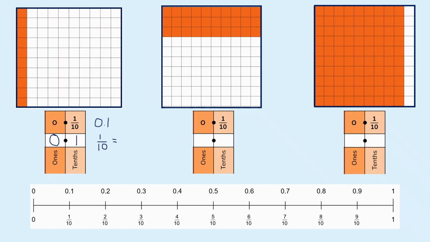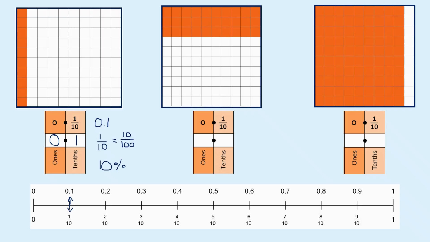If I was going to count the hundredths, so the smaller squares, I've got 10 shaded out of 100 altogether. And because remember that percent means out of 100, 10 out of 100 could be written as 10%. So on a number line, this diagram here would be represented here, so 0.1 or 1/10.